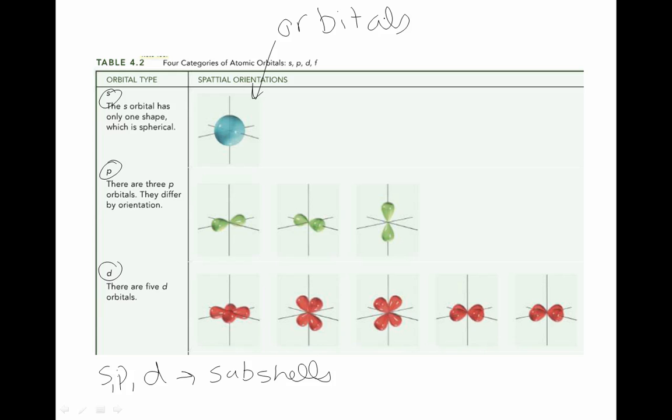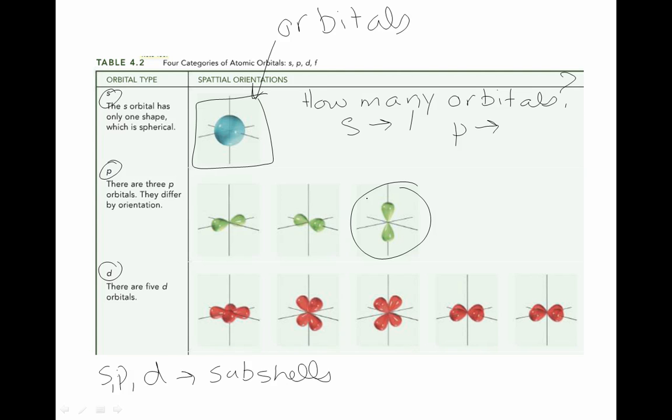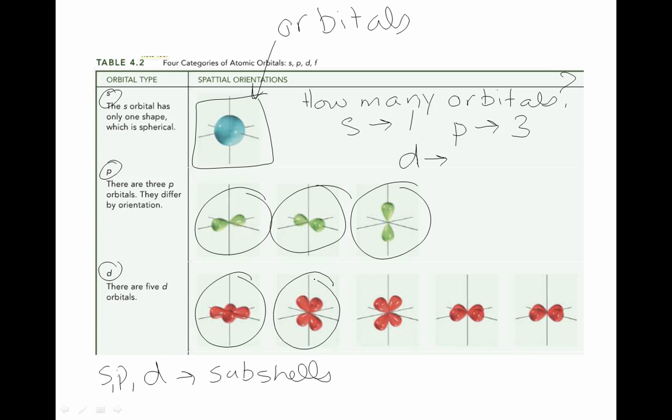So, I want to ask 2 questions. One, how many orbitals are in S? I have 1 orbital drawn in S. What about P? I have 1 orbital, 2 orbitals, 3 orbitals. Notice their axes are oriented in different directions, but you have 3 different orbitals, so there are 3 orbitals in P. And then in D, how many orbitals do I have? 1 orbital, 2, 3, 4, 5 orbitals. So I have 5 orbitals in D.